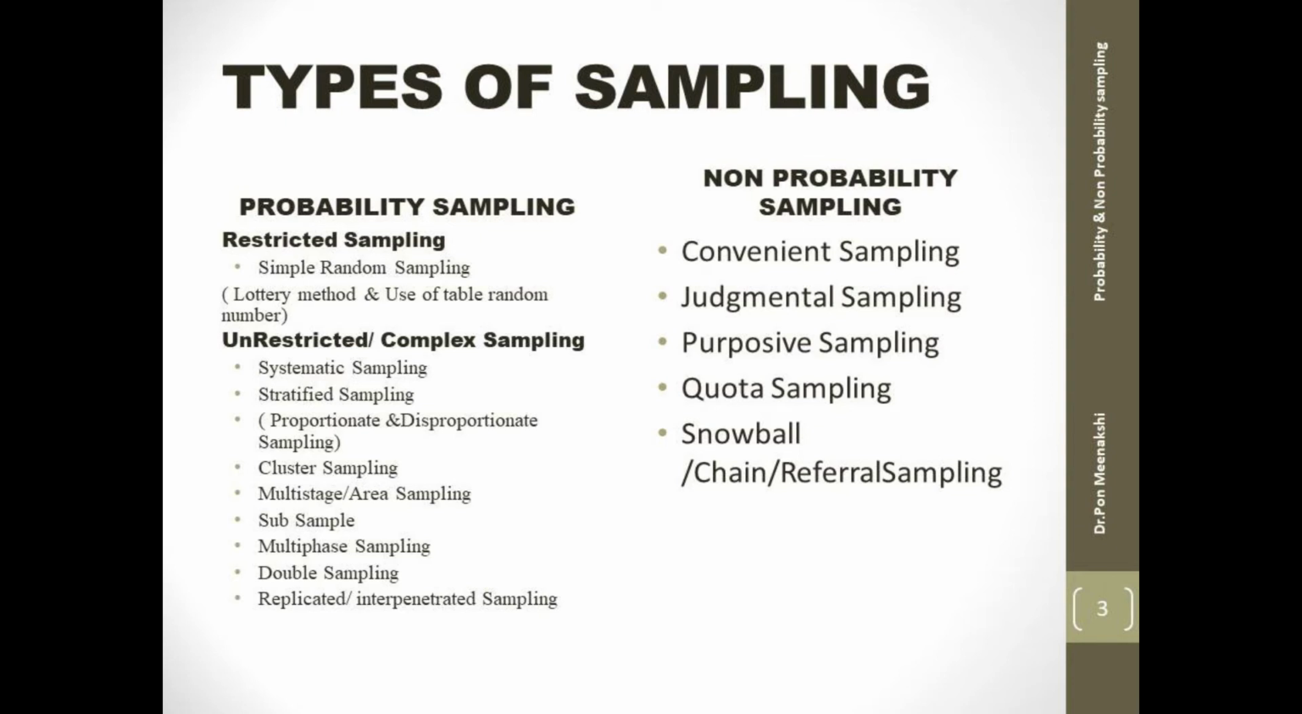Now we'll move on to non-probability sampling. As I said earlier, it is at the discretion of the researcher, but it is not recommended for research. The first one is convenience sampling. Convenience sampling means easily accessible members are chosen as subjects. For example, a faculty member calling on students whom we happen to meet, or interviewing people whom we happen to meet on a train journey.